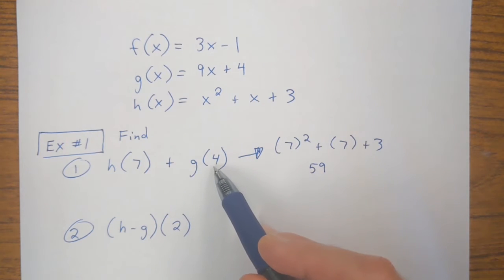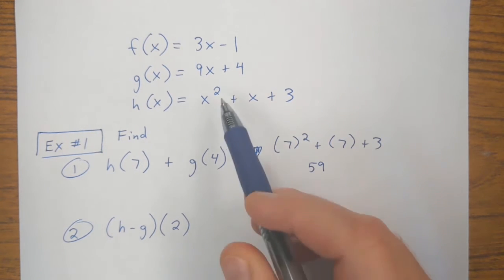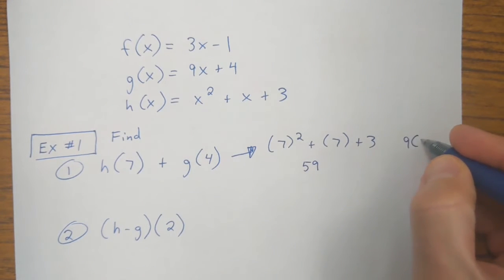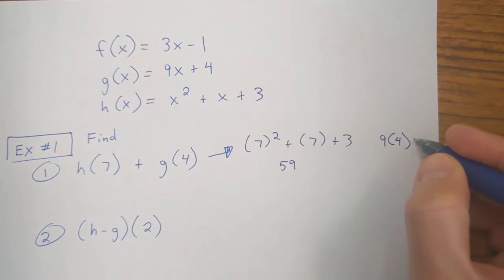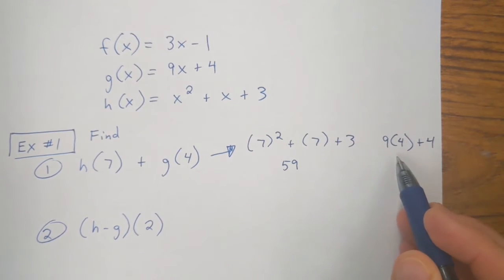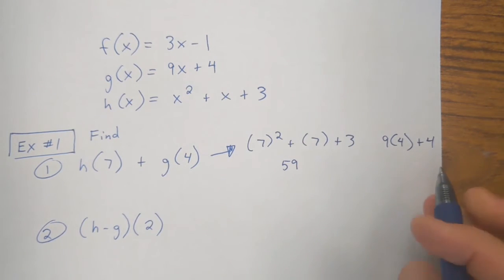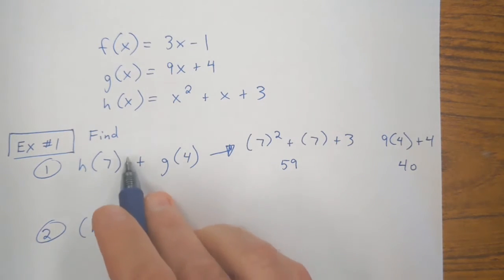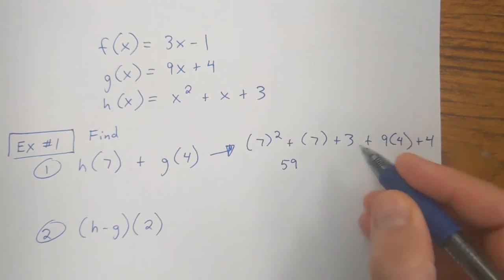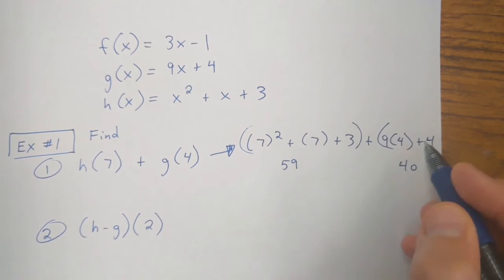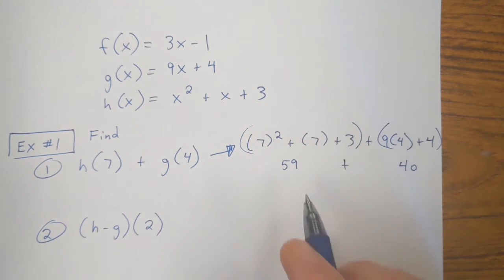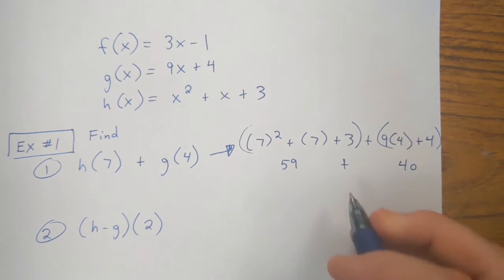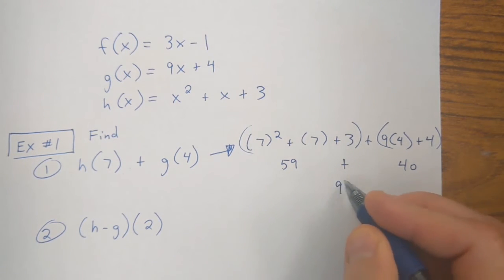Okay, now I'm going to take 4 and plug it into the function g, meaning I'm going to take away this x, replace it with a 4. 9 times 4 plus 4. I'm going to work this out separately. 9 times 4 plus 4 ends up being 40. And you see the relationship here between these two functions. I'm meant to add them together. Ultimately, that means I'm going to be taking the 59. I'm going to figure this out first as 59 plus the 40. It ends up being 99.